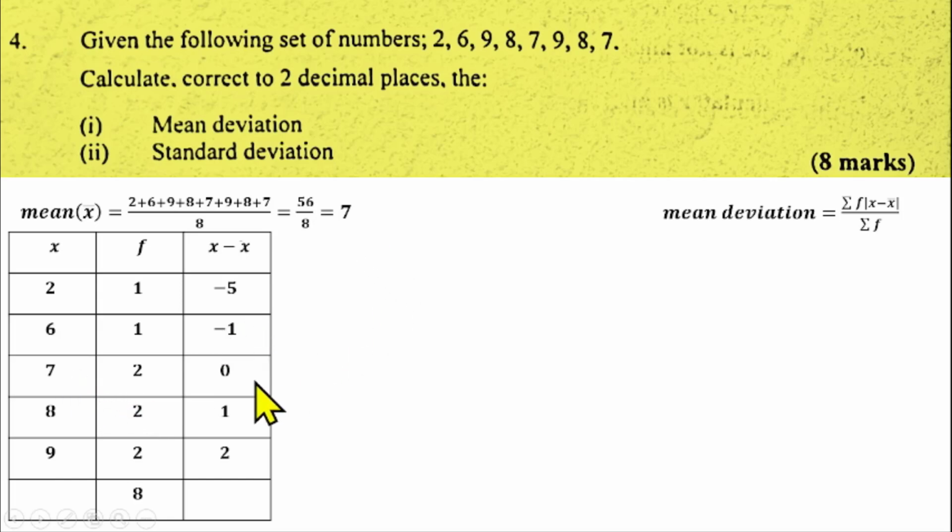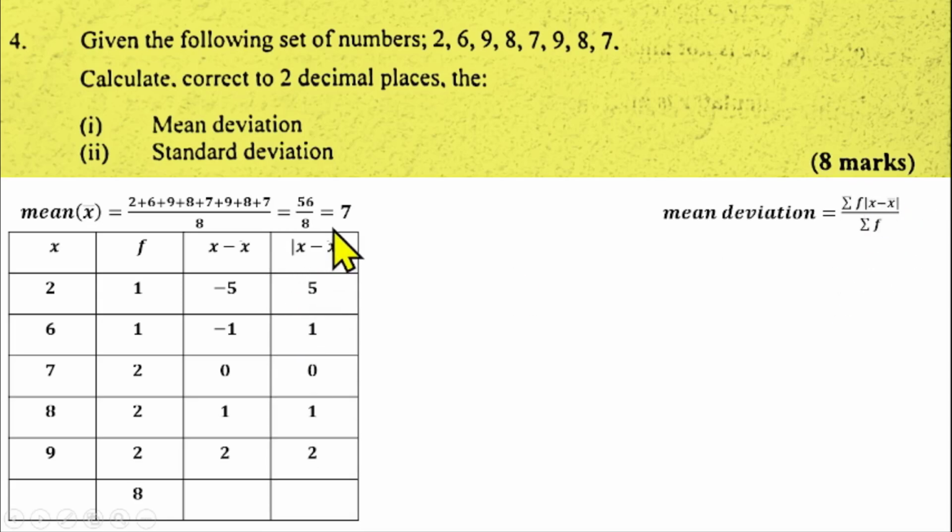7 minus 7 is 0. 8 minus 7 is 1. 9 minus 7 is 2. So these are the values of our deviation. Then the next thing to do is to find the absolute values of the deviation, which is another name for modulus. So find the absolute value of that deviation. So that means we have the absolute values of the deviation.